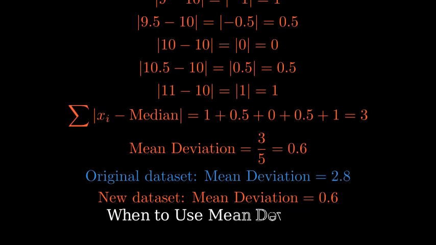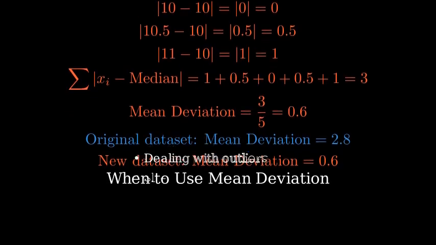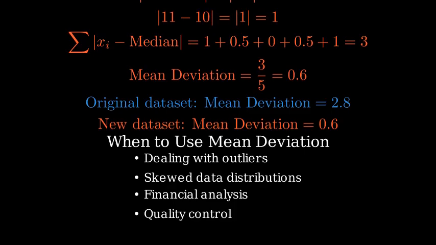When would you use mean deviation? Mean deviation using the median is particularly useful when working with data that has outliers or is skewed, since the median is less affected by extreme values than the mean is. It's commonly used in descriptive statistics, financial analysis, and quality control to measure variability.